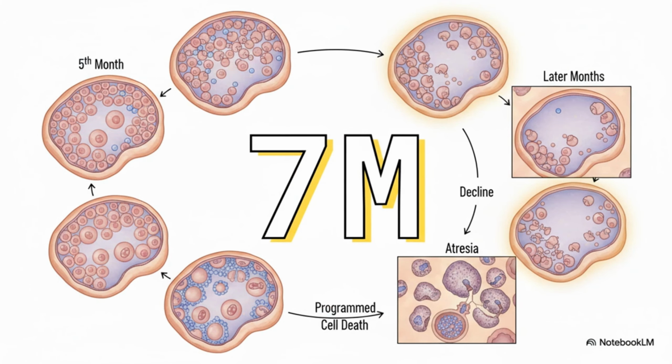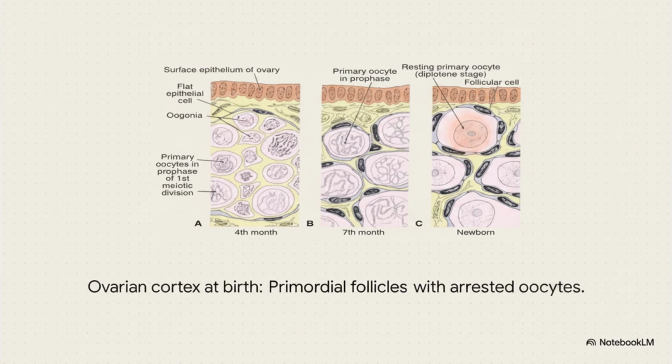And to give you a sense of the scale here, get this. By the 5th month of fetal development, the number of germ cells in the ovary peaks at a staggering 7 million. From this point on, though, most of these cells are actually programmed to die off. It's a process called atresia. This massive die-off is exactly why the ovarian reserve is finite, and it's what sets up the biological clock for female fertility. What you're seeing here is the state of the ovarian cortex right at birth.